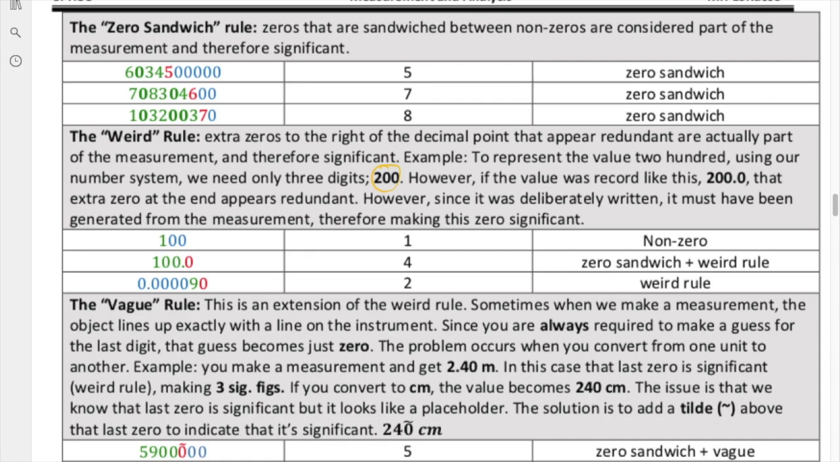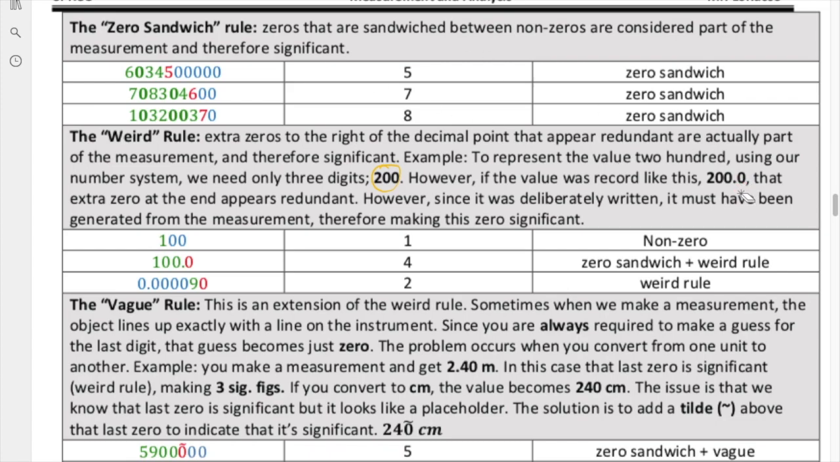However, if you record it as 200.0, that 0 there seems a little bit redundant. That redundant 0 doesn't actually need to be there to represent 200 per se. You should only need these 3. So if this 0 is actually there, it must be there for a reason, and that means that it was part of the measurement. Specifically, that means it is actually the guess. That last 0 must have been our guess, which meant that when we measured it, it must have lined up exactly on that line. It must have landed on the scale. So that would have been our guess. When you see that last little weird trailing 0 after the decimal point, we consider that to be significant.